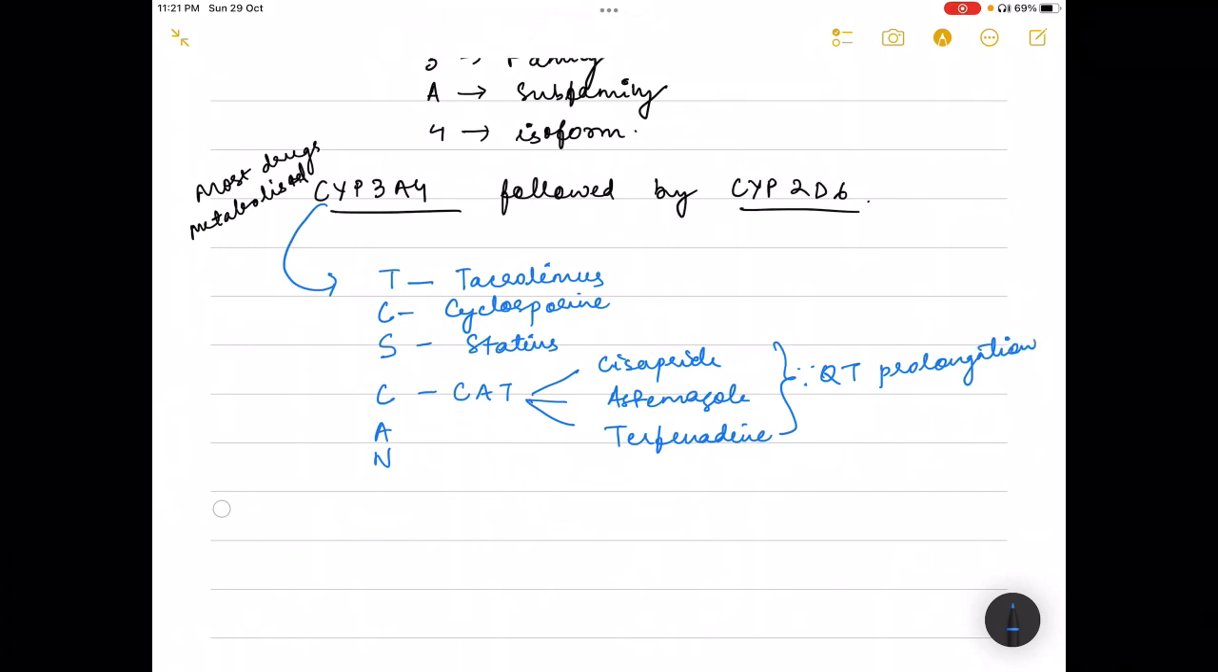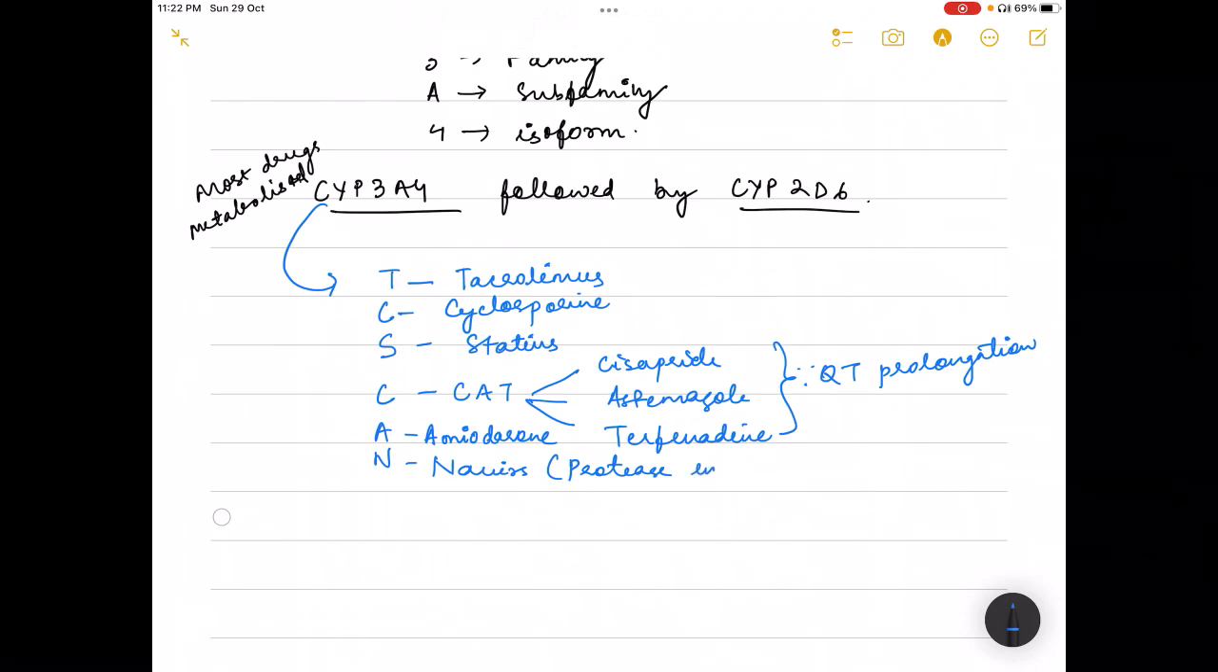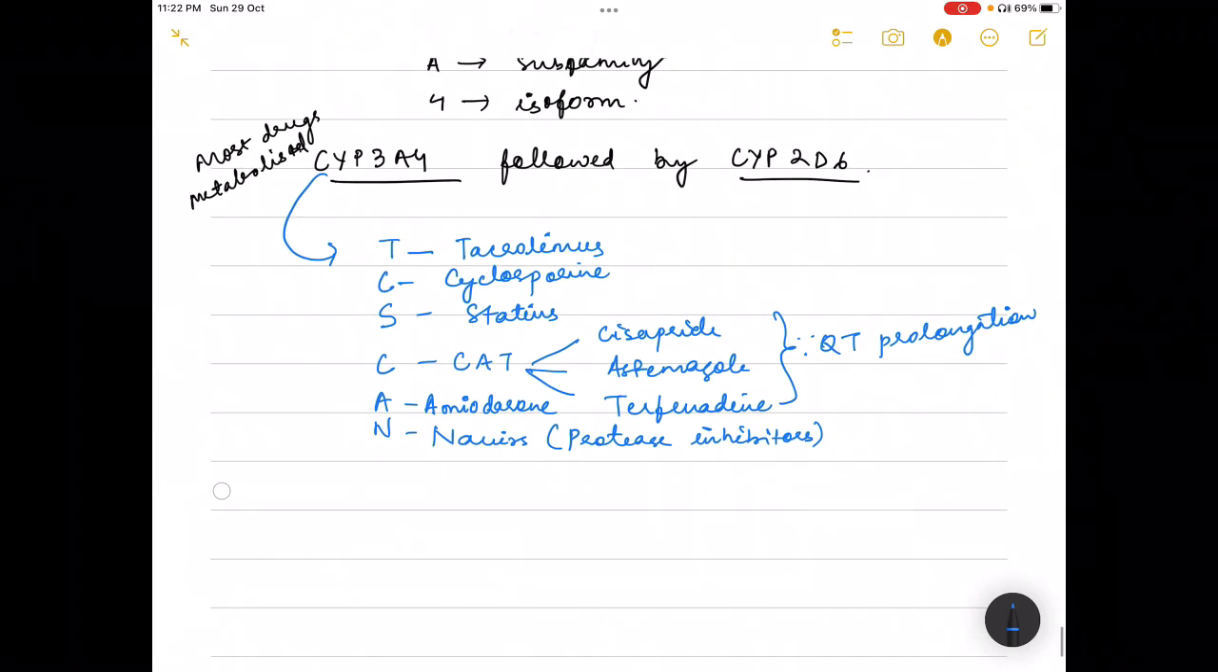Okay. The next A is amiodarone and N is navirs, like ritonavir. Okay. So these are protease inhibitors, and they are used in HIV. So these are the drugs that are metabolized by CYP3A4.